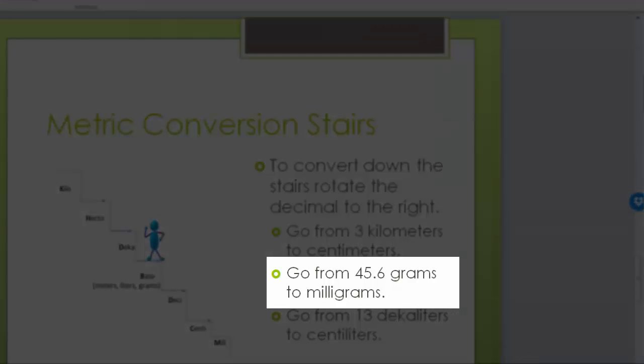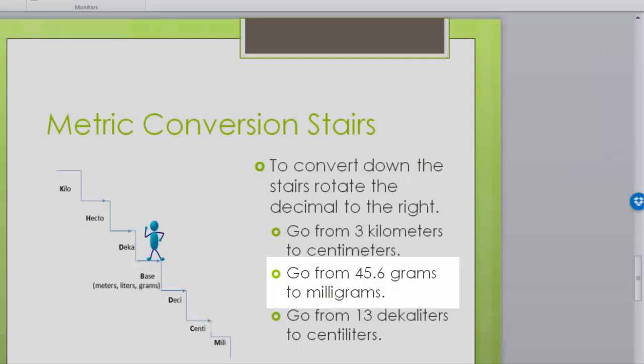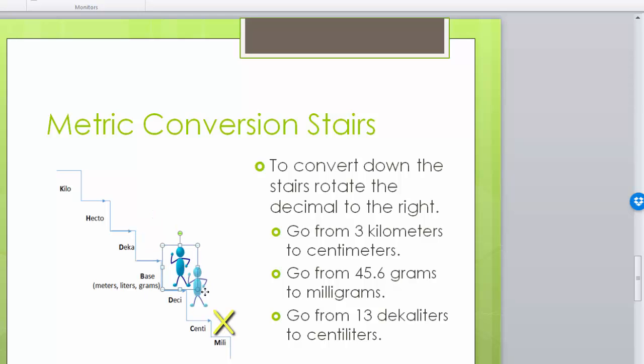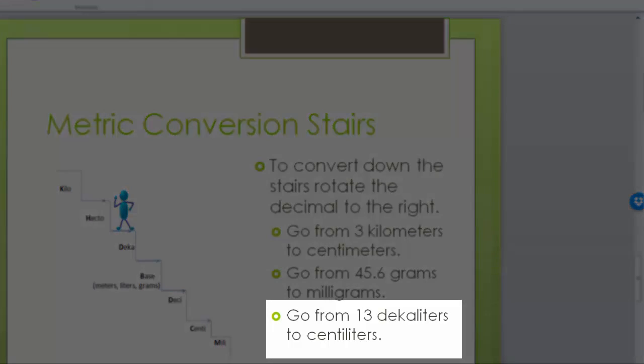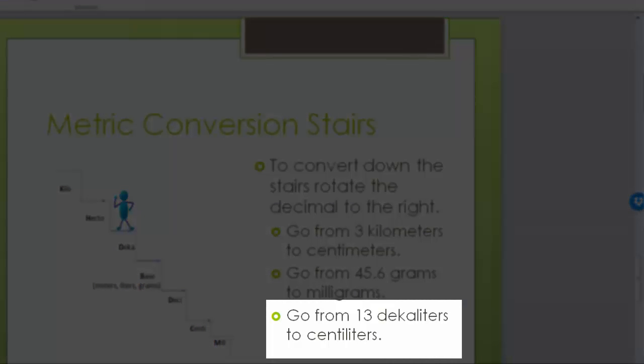For my second example, I'm going to go from grams to milligrams. And so we want to go from 45 6/10 grams all the way down to milligrams. So I'm going to take my guy, move him down from the B or the base step down to the milli step. So that's going to be 1, 2, 3 steps down. So I need to rotate my decimal 3 spots to the right. So on 45.6, if I rotate that 3 times, that's going to give me an answer of 45,600 milligrams.